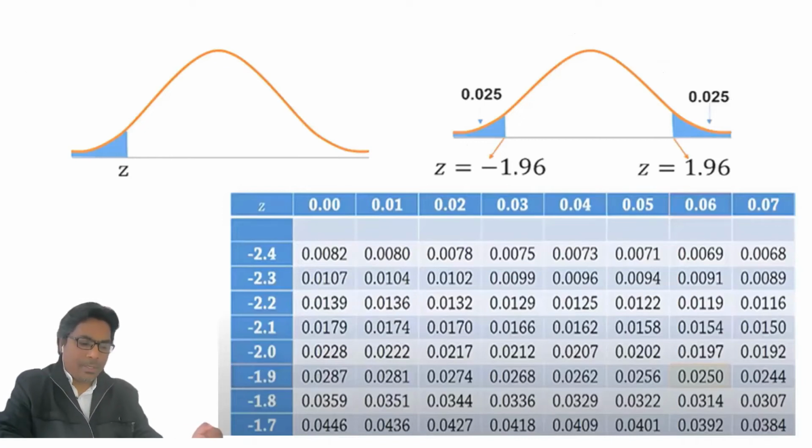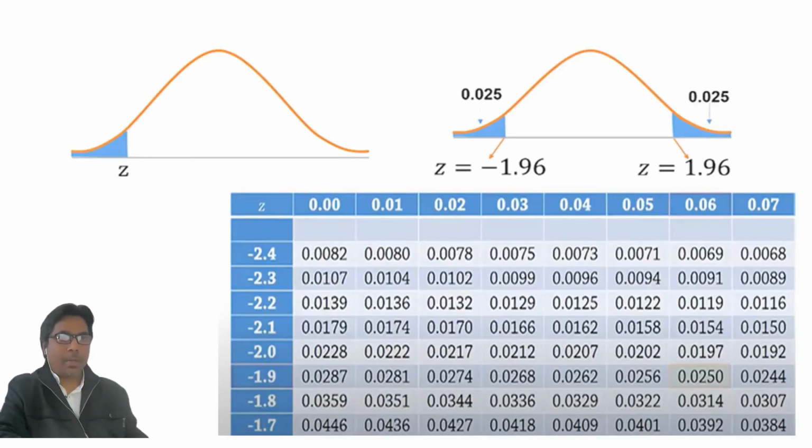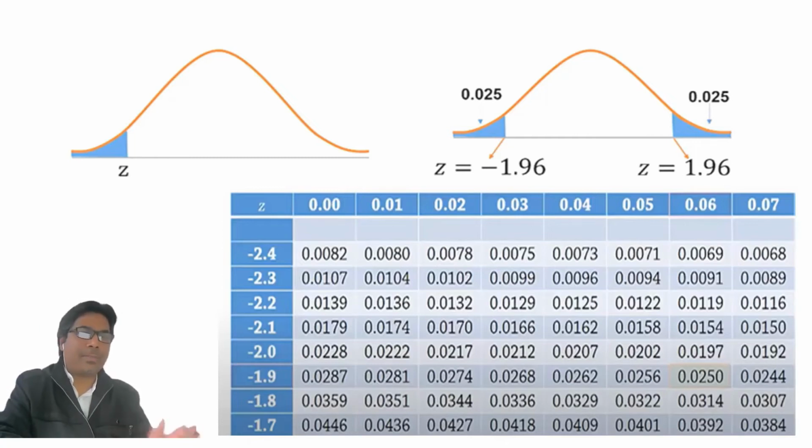Using the Z distribution, we will see how much is 0.025 on each side. You can see the chart here where the distribution is given. For 0.025, if you see the Z distribution table, it is 1.96. 1.96 to the left, 1.96 to the right. 1.96 to the left is minus 1.96, and 1.96 to the right is plus 1.96. This is how we got the value 1.96 by using the Z distribution table.